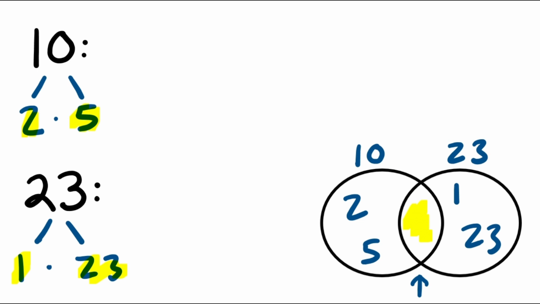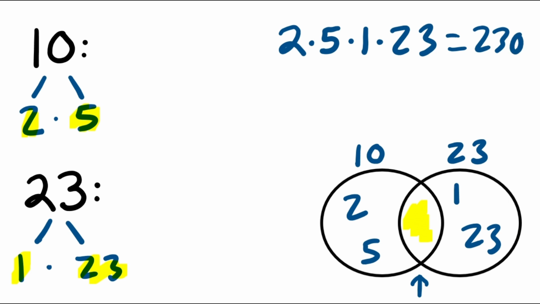But what this does tell us is that we can now simply multiply together those numbers to find the LCM. Let's see if it works. If we do 2 times 5 times 1 times 23, we should come up with 230. Let's try it on our calculator. 2 times 5 times 1 times 23 is in fact 230. So the least common multiple can also be found using this method. It is in fact 230.